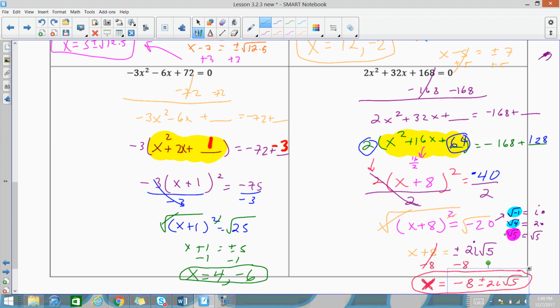Will you see ones like this on your homework? Yeah. Will you see ones like this on the test? Yeah, but I probably wouldn't have solved by completing the square anyway. So we'll talk about that when I come back.